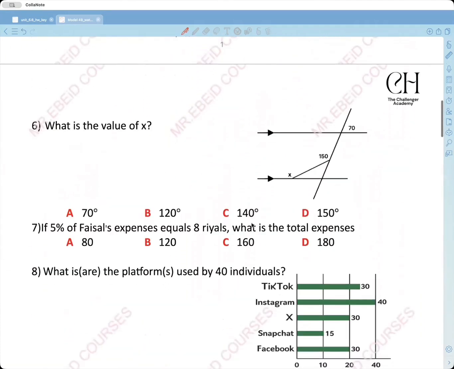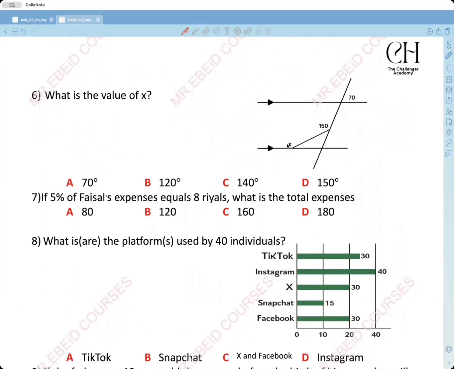Let's move to question 6. What is the value of x? In this question, we want to find the value of x. This is 70, because you have two parallel lines and a transversal, so both angles are corresponding. You can find the measure of the interior angle, which is supplementary to this one: 180 minus 70, so this is 110. Also you can find the measure of this angle: it's 180 minus 150, which equals 130. X is an exterior angle, which equals the sum of the two interior angles except the adjacent. So x equals 30 plus 110, which equals 140.